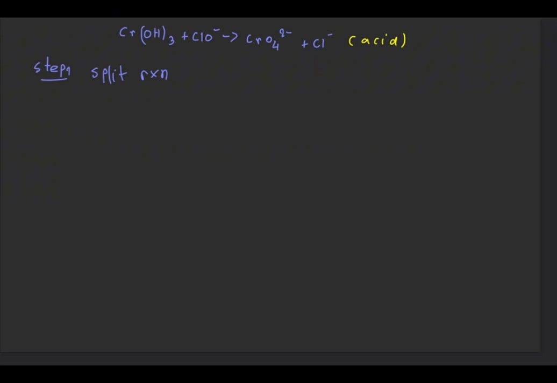In this case, chromium hydroxide will pair up with chromate ion, and the hypochlorite ion will pair up with the chloride ion. Okay, let's write down the first half reaction. Chromium hydroxide turns into chromate, right? And for the other half reaction, hypochlorite becomes chloride.